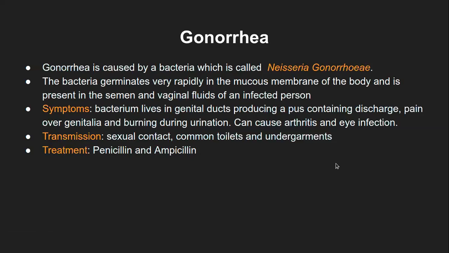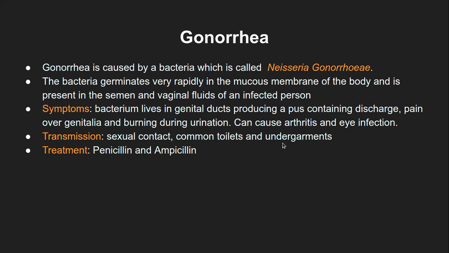Second disorder is gonorrhea. Again, this is caused by a bacteria named Neisseria gonorrhoeae, and this bacteria will rapidly germinate into the mucous membranes of the body, again something like the vaginal membrane. These are present in the semen and the vaginal fluid of the infected person, and if they are having sexual intercourse with a healthy individual, they will transfer it, because obviously there is a transfer of fluids across the bodies, and this bacteria will also get transferred.